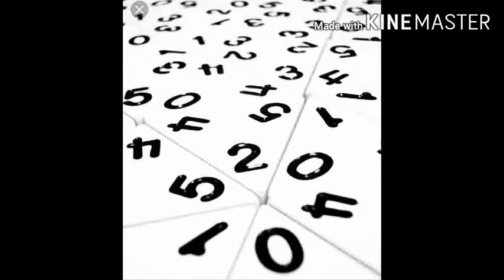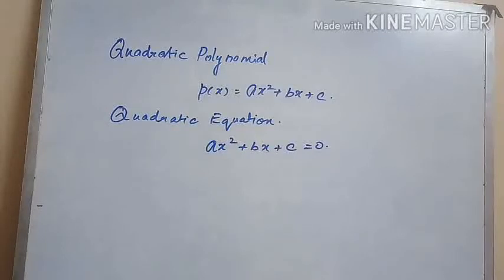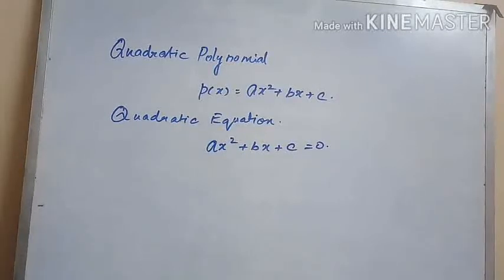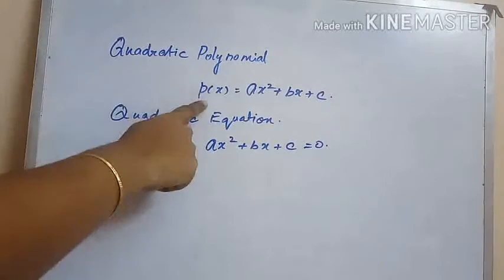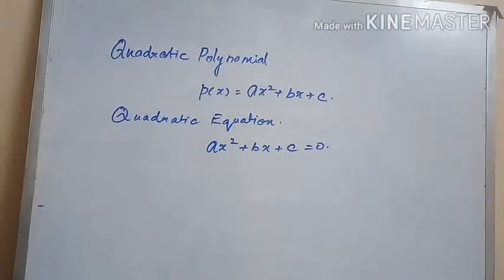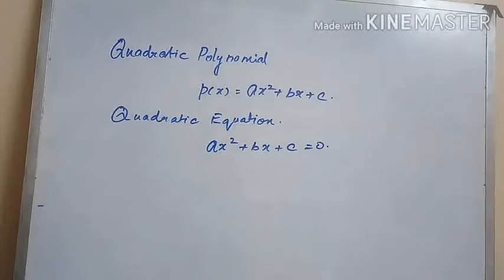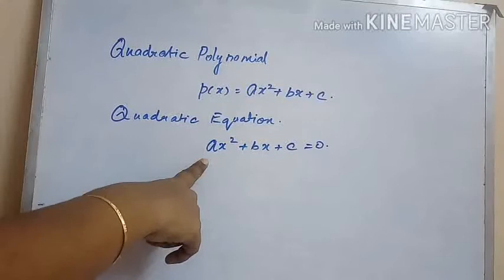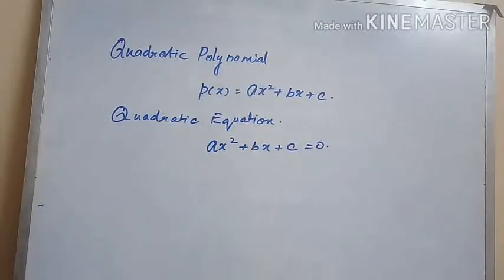In today's session of Algebra, we are going to see about quadratic polynomial. A polynomial that is expressed in the degree of 2 is called a quadratic polynomial. And a quadratic equation is of the form ax squared plus bx plus c is equal to 0.